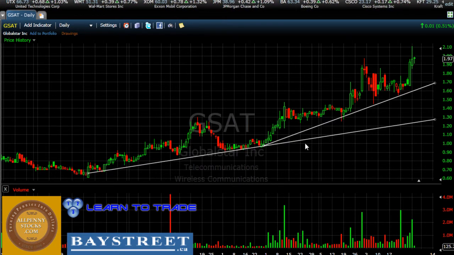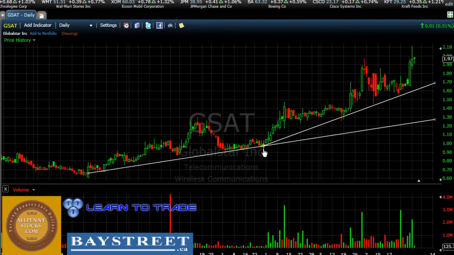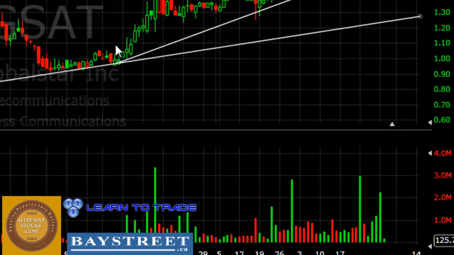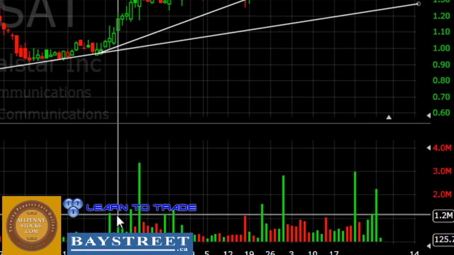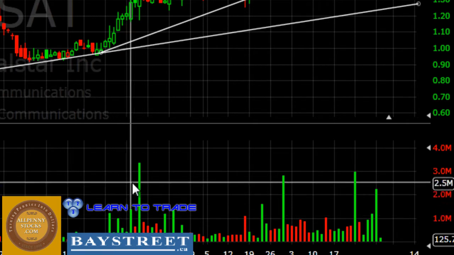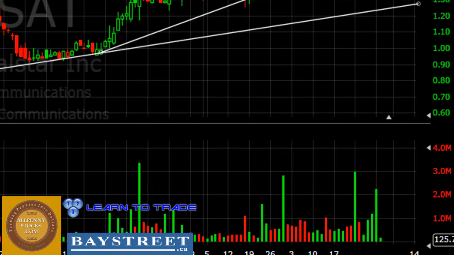So in addition to this on the daily chart, we're also seeing some volume coming into the picture, and we also see an upward price movement associated with that volume. So as we can see here, we have 1 to 2 million shares of volume coming in per day, and we also have a very strong upward price movement associated with that, which is once again a very bullish sign.